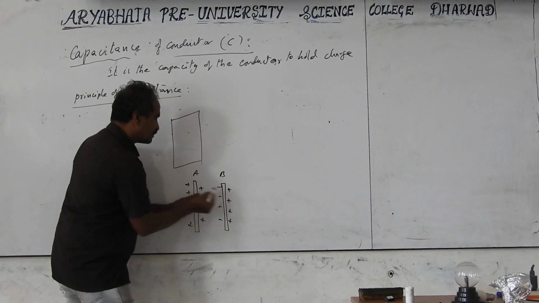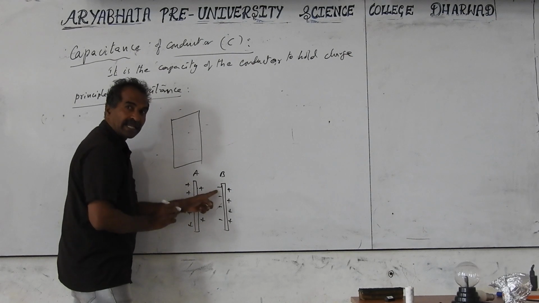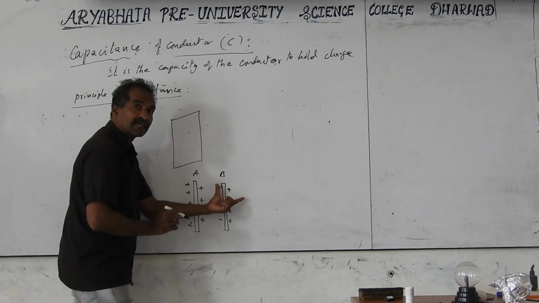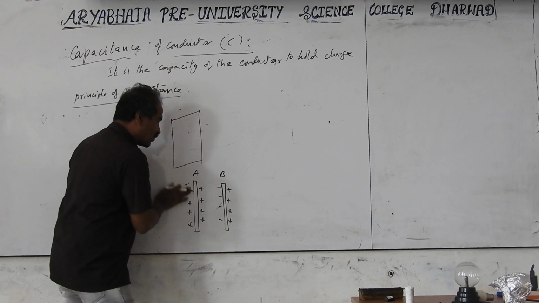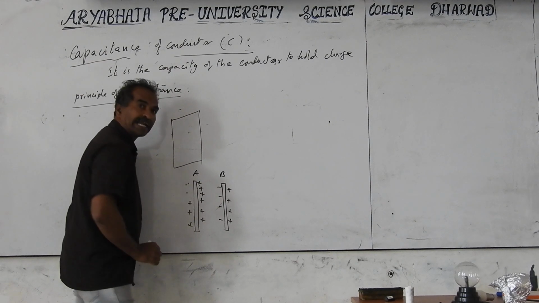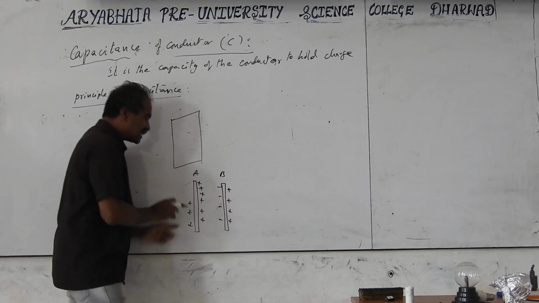So for this plus there will be repulsion, and plus-minus attraction is also there. Both will be there. But since the minus is closer than the plus, the attraction is stronger than the repulsion. So some charges will go and stay inside, the attracted negative charges. But still there is a limit here.